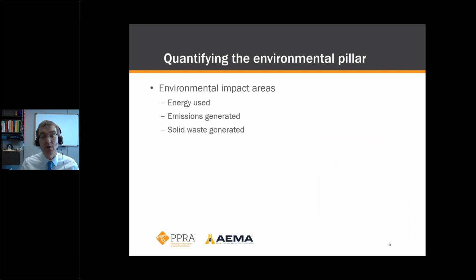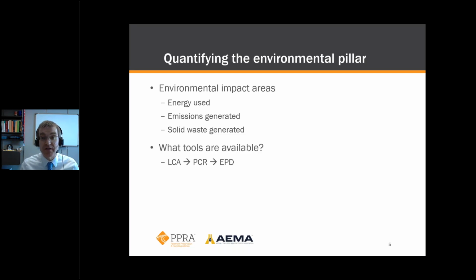When we start talking about quantifying the environmental pillar, we think about the environmental impact areas. And some ways that we can try and capture the environmental impact is to measure the energy used for the product during all of those life cycle stages that we just reviewed. We could look at the emissions that are generated during all 5 of those life cycle stages. And then we can also look at any sort of solid waste that's generated as well. And solid waste is often broken down into hazardous and non-hazardous waste when thinking about LCAs, PCRs, and EPDs.